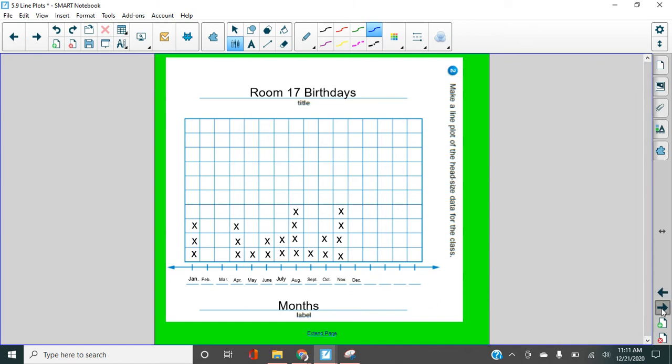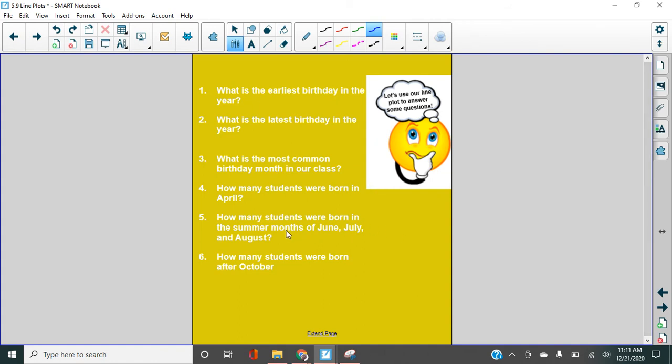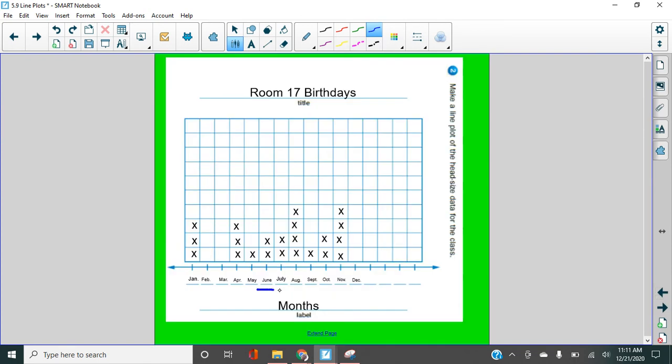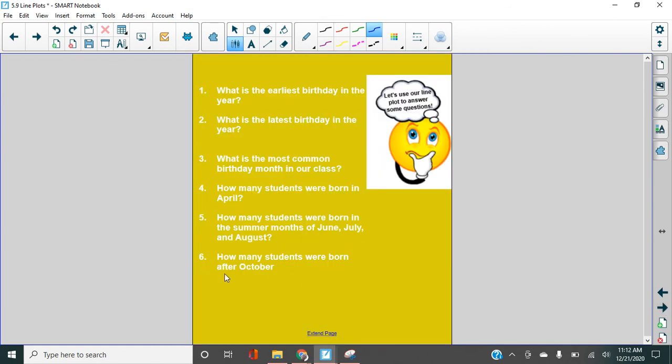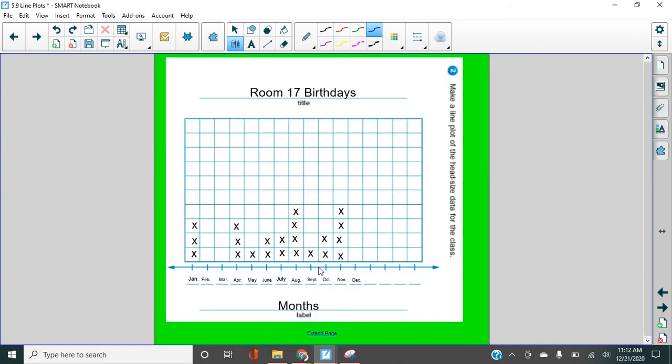3 X's for April. How many students were born in the summer months of June, July, and August? So we need to look at these 3 summer months and add them all together. How much? Okay, I had 8. Did you have 8 too? I hope so. And our last question is, how many students were born after October? October is here, so we're not going to count October because it said after October. So it's everything here. We would add November and December, which have nothing. And our answer here would be 4.